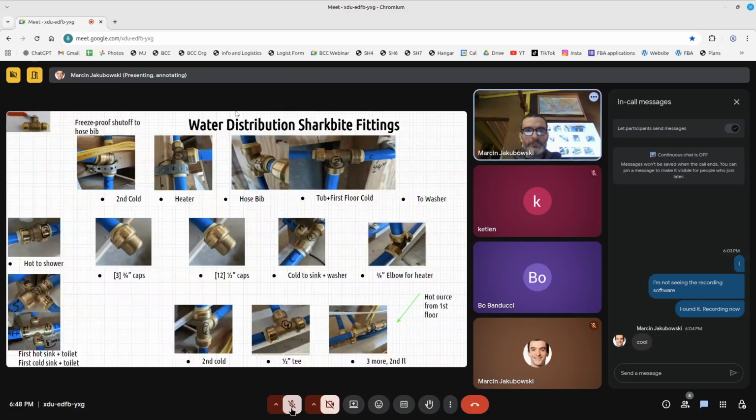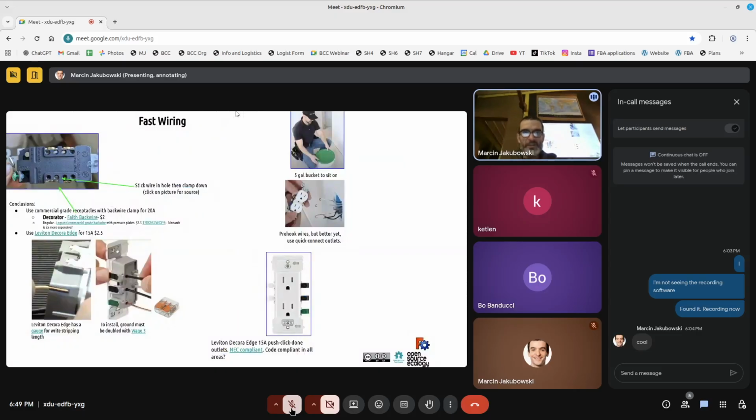Plumbing, water distribution, shark bite fittings. This is all. You got a hose bib for the outside. You got tubs, toilets, showers, washer, dishwasher, etc. That's all. It's all in here. That's all it is.